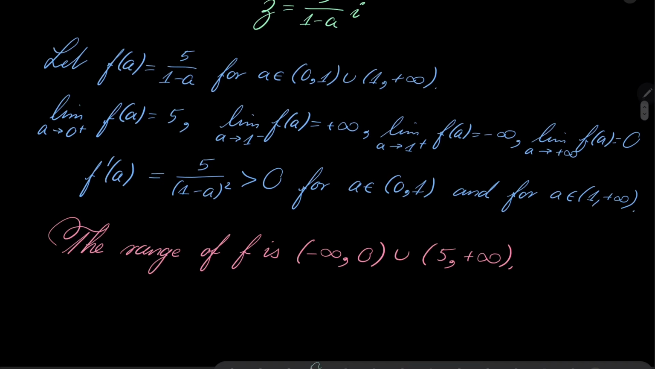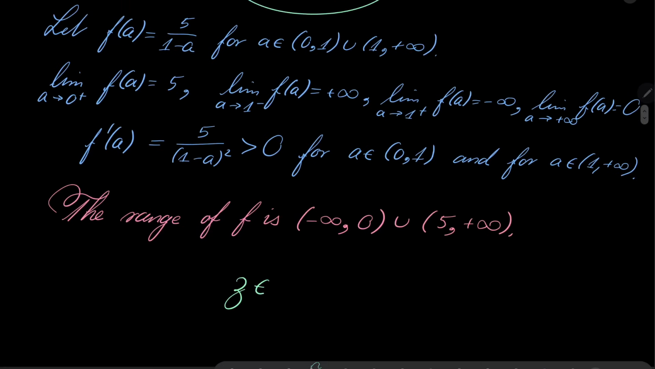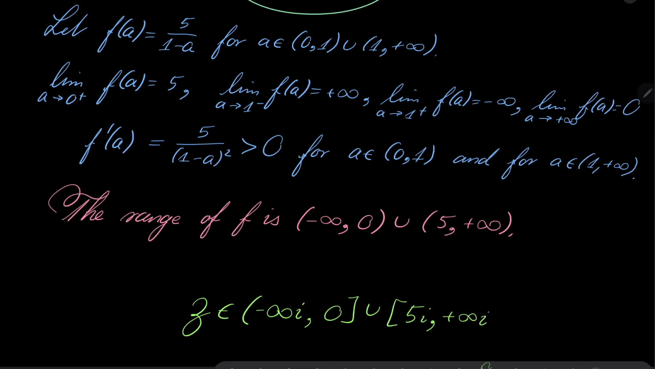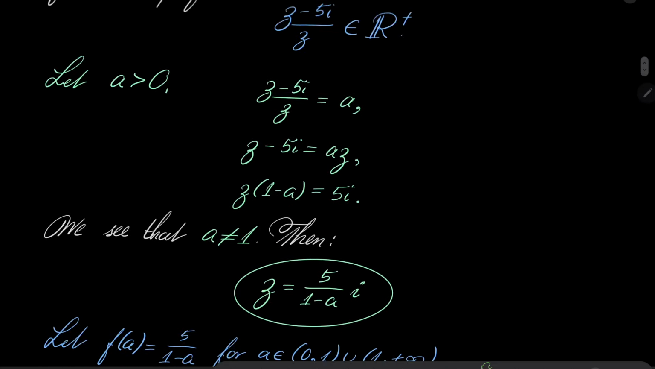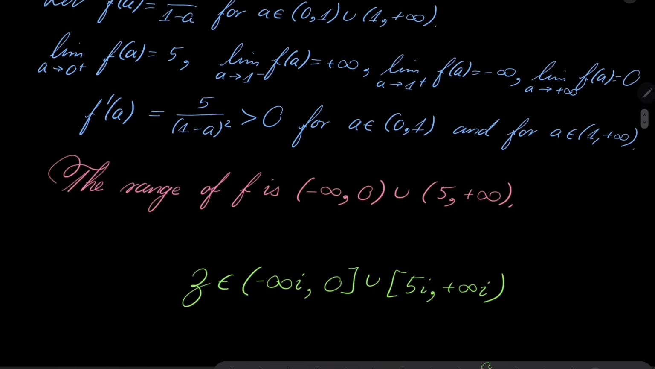So this means, if we go back to this equation right here, that z is in the interval minus infinity times i to 0, union 5i to plus infinity times i. You may ask, why are these intervals closed? Well, if we go back, notice that we have considered first z equals 0 and z equals 5i, and we have demonstrated that they also satisfy our equation. So they are also solutions. So that's the reason why I have closed intervals right here.